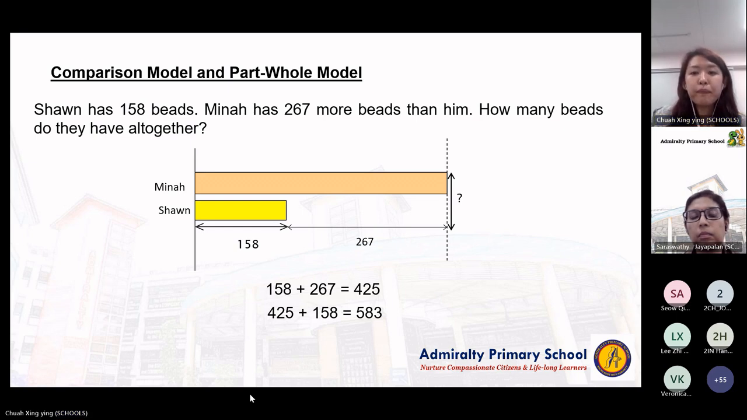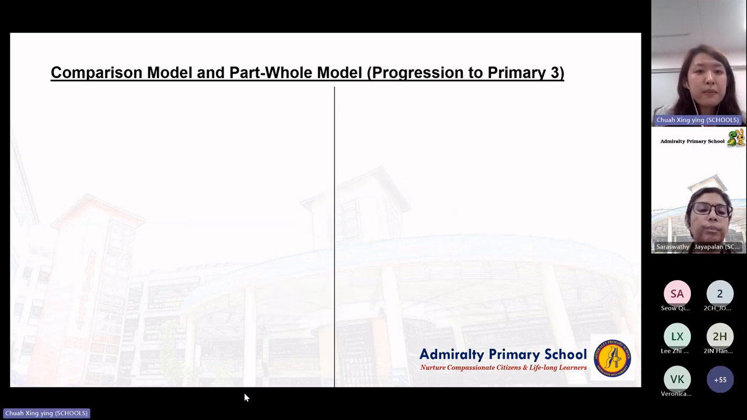First step, we'll find Mina. 158 plus 267 equals 425. Then we add Mina and Sean. 425 plus 158 equals 583 to find how many beads they have all together. Then these are just some examples, progression to primary 3.